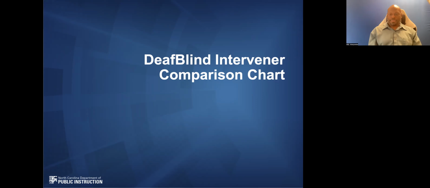Hello and welcome. Today we will share with you this video exploring the Deafblind Intervener Comparison Chart, which is a technical assistance document designed to highlight some of the various professionals who may support a child with deafblindness within a classroom setting. We will look specifically at the differences and similarities between deafblind interveners, educational interpreters, and spoken language facilitators, and how they may support students with deafblindness in their educational settings.